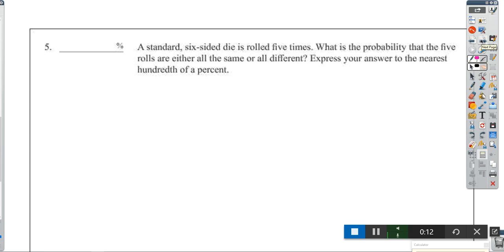So a standard 6-sided die is rolled 5 times. What is the probability that the 5 rolls are either all the same or all different? Express your answer to the nearest hundredth.